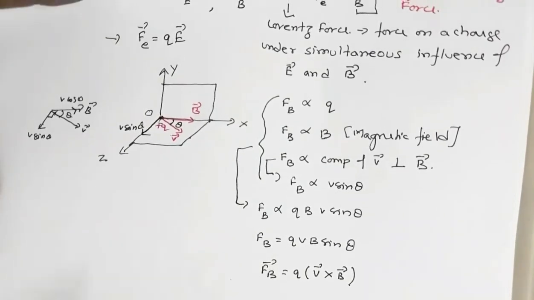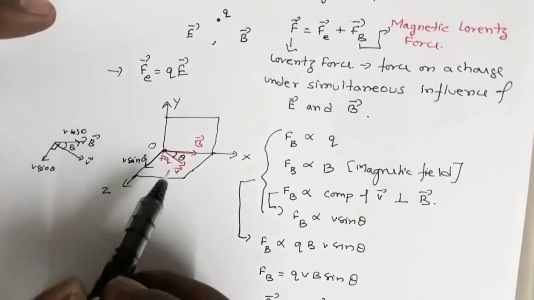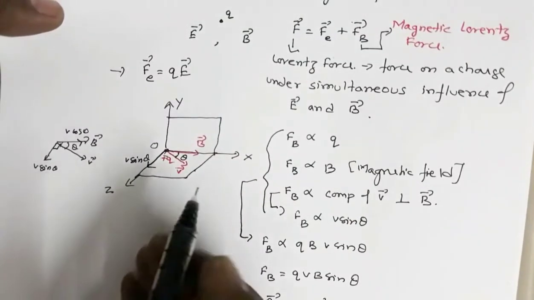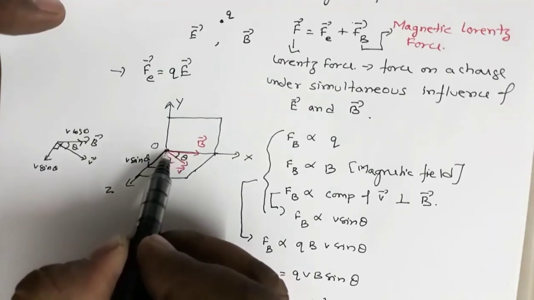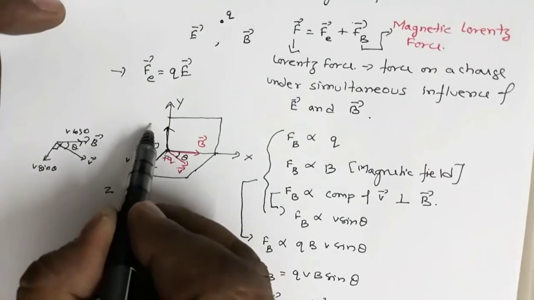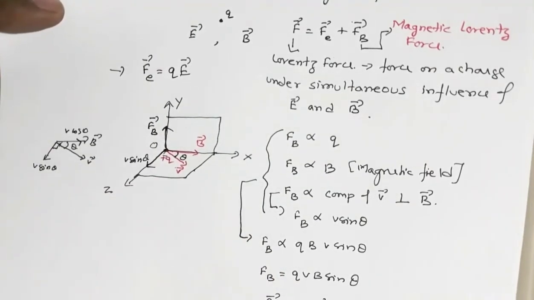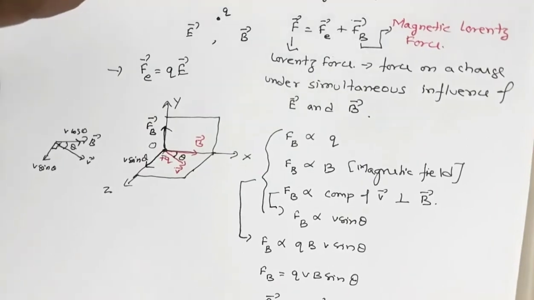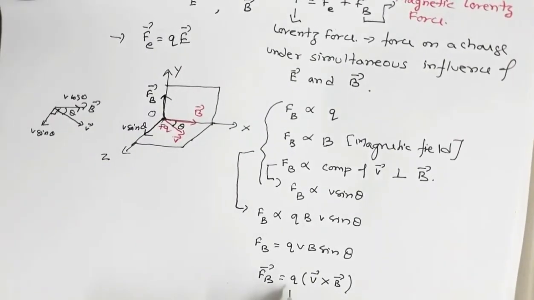Okay, so that means the magnetic Lorentz force will be in the direction of V cross B. Now if you apply the right hand rule, the cross product rule, this is V, this is B, so V cross B will be in the direction of this vector along y axis. So this is the direction of FB, magnetic Lorentz force, provided this charge is positive. If this charge is negative, you will get FB equal to minus Q V cross B.